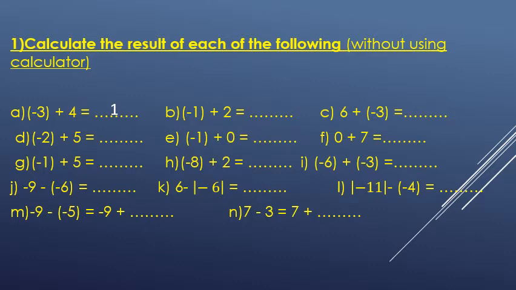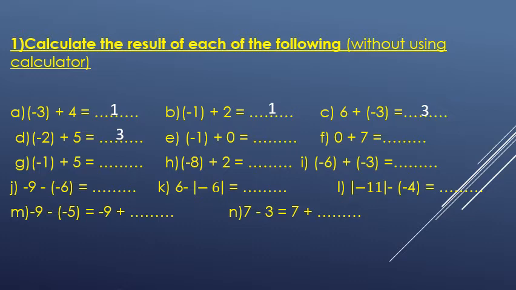Negative 1 plus 2: the greater number is positive, and if we subtract, 2 minus 1 equals 1. 6 plus negative 3: we have different signs and the greater number is positive, so 6 minus 3 equals 3. Negative 2 plus 5: put the positive sign and subtract, equals 3.